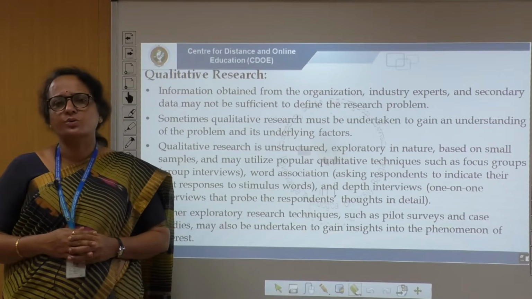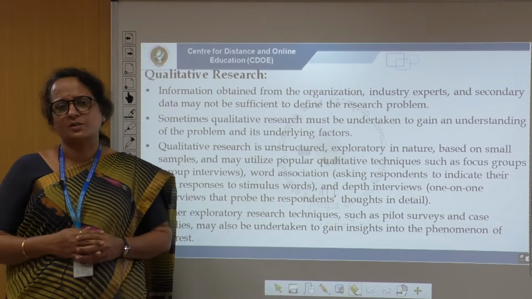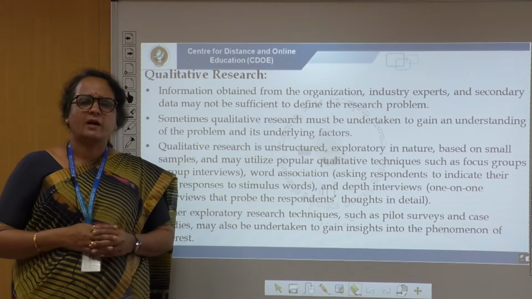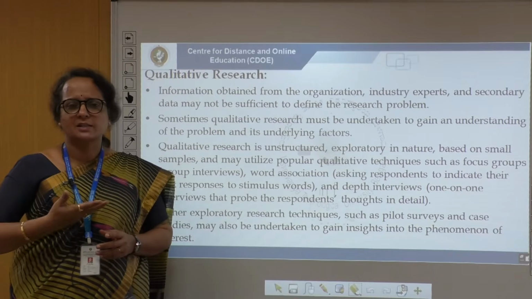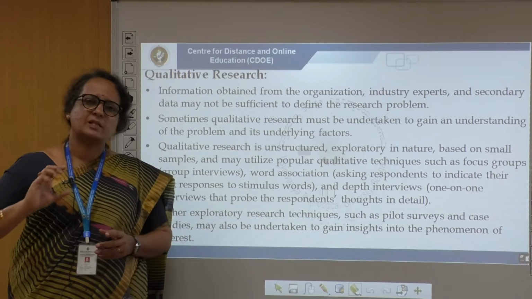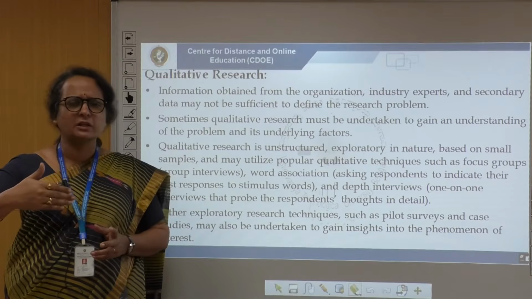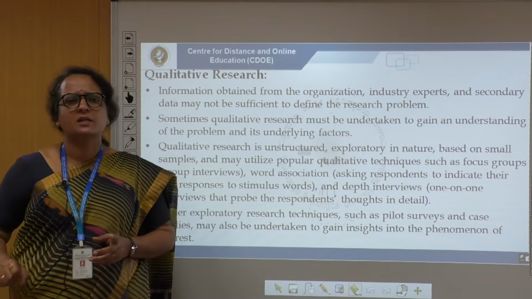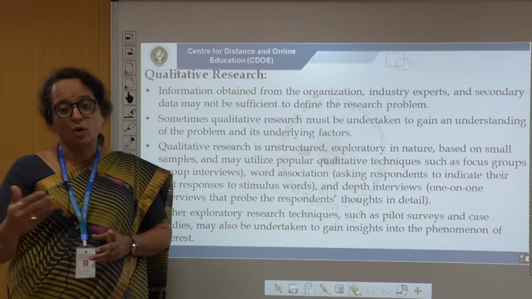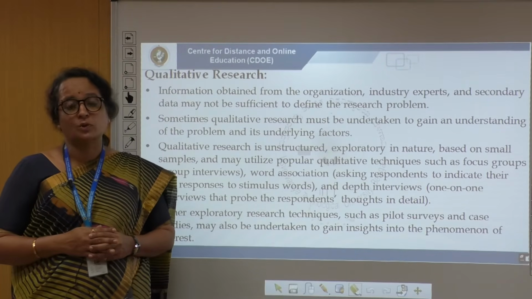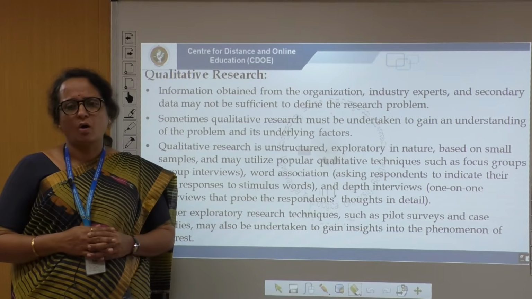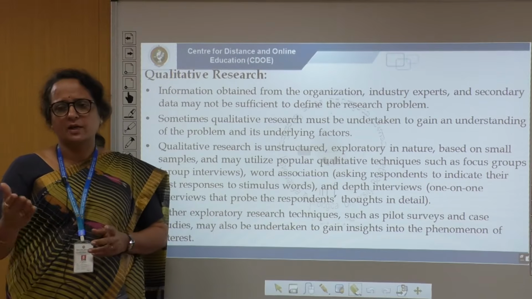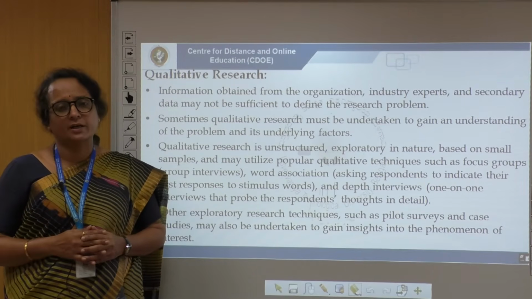The various techniques used in qualitative research are focus group discussions. Focus group discussions are nothing but some 8 to 10 people will be called and they will be given a topic for discussion. The discussion will happen. The interviewer will be just sitting and observing the discussion of the team. He will just go on noting down the points and he will draw conclusions out of that. That is what is called group discussion or focus groups. Then there is the word association technique. There are different projective techniques. Word association techniques are also called projective techniques.